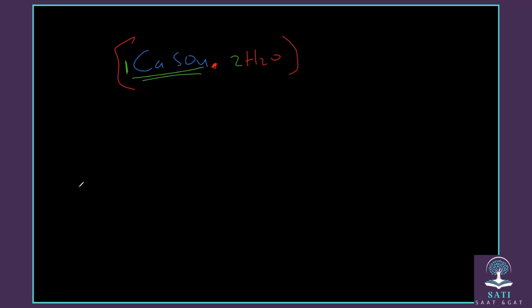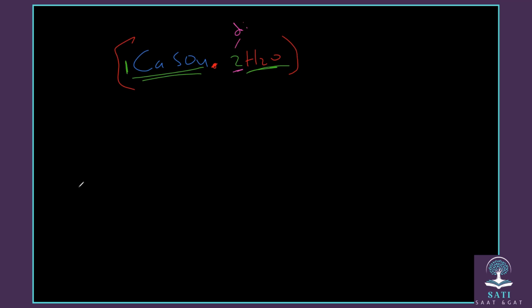How do we read this one? We read calcium sulfate, and the water we read as hydrate. We just need to mention what this number represents. If it is 2, we write di. If it is 3, we write tri. If it is 4, tetra. If it is 5, penta. If it is 6, hexa. Then hepta, which is 7. Then octa if it is 8. Nona if it is 9. And deca if it is 10.